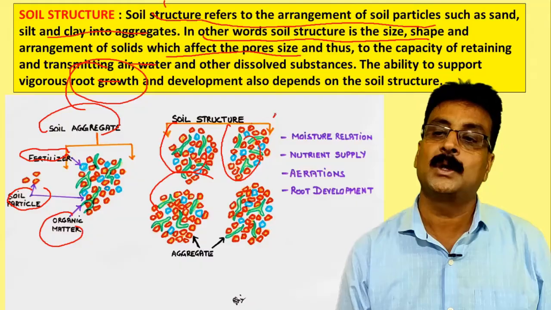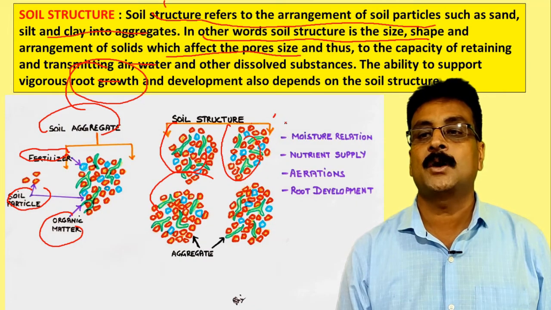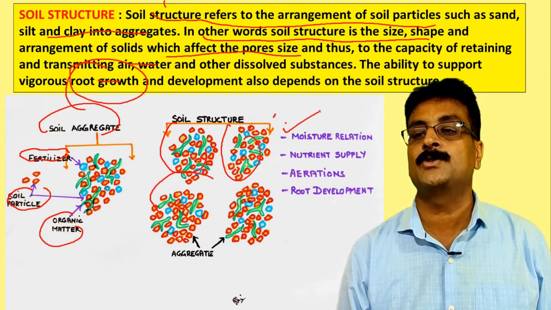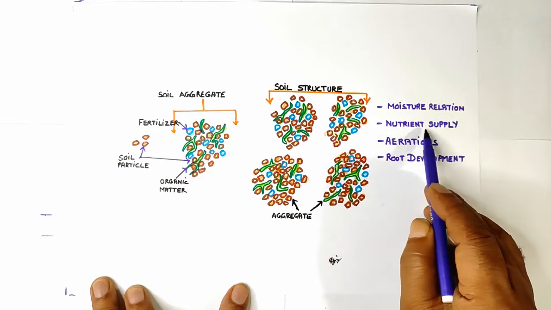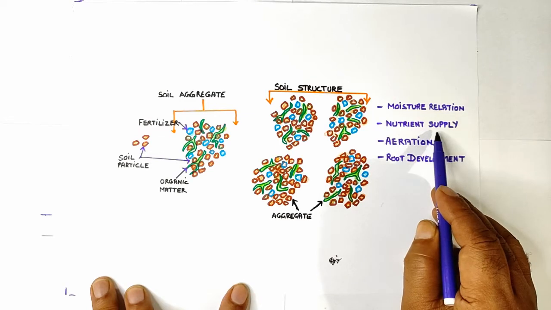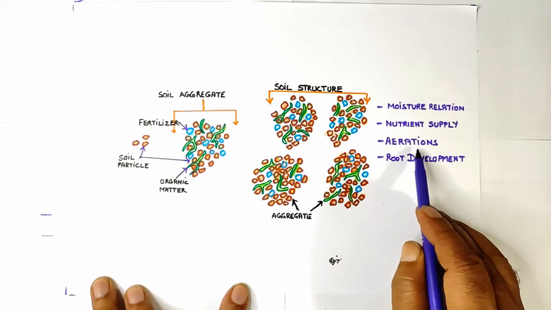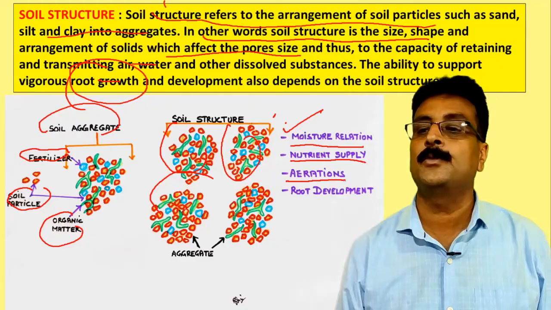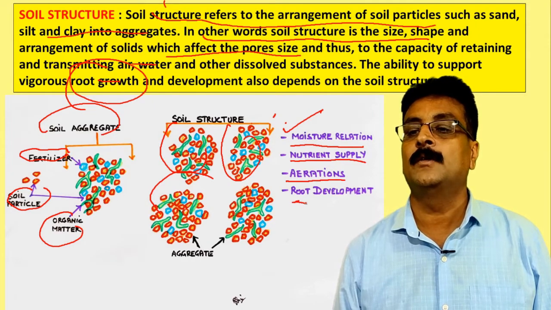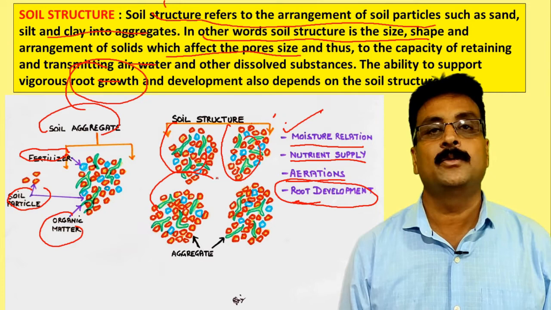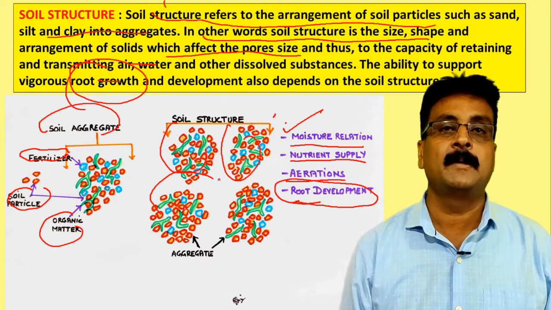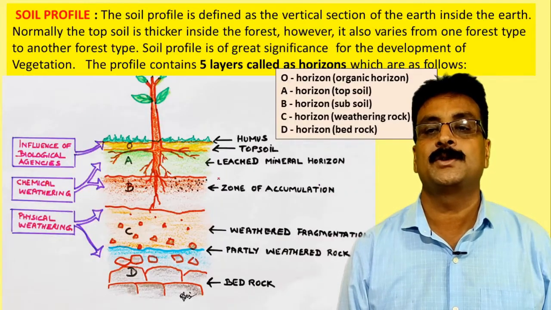vigorous root growth, and that's why this soil structure is responsible for moisture retention, responsible for cation exchange capacity, that is nutrient supply, and for aeration, for the respiration of roots. That's why root development is ultimately tied to structure: with a very good structure, very good root development. Good root development means very good vegetation is there.